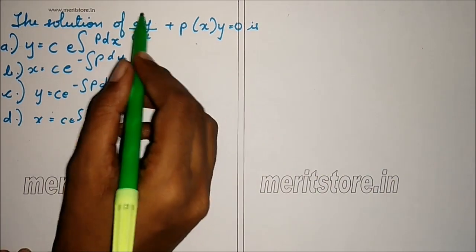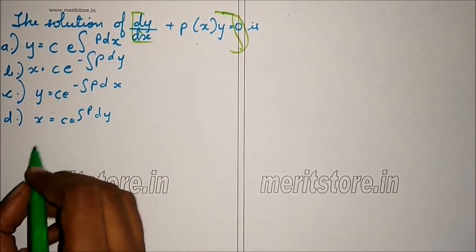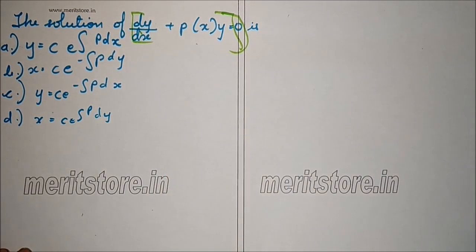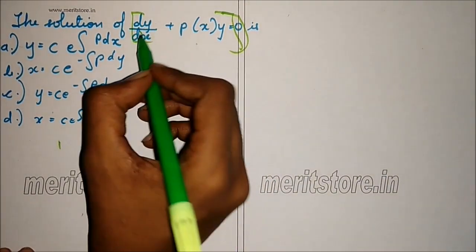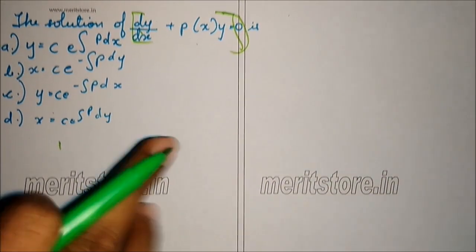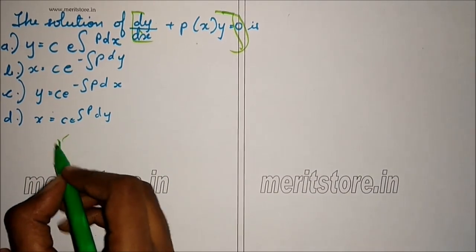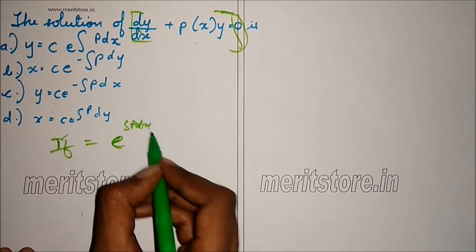The solution of dy by dx plus p(x) into y equals 0. This is the differential equation, and we have to find the solution for this. So it is a linear differential equation. This is in the form of dy by dx plus p(x) y equals q. So the integrating factor will be e raised to integral p dx.